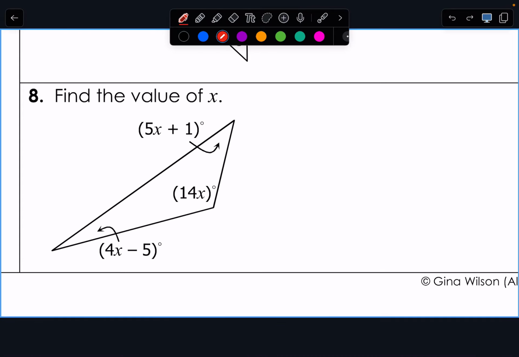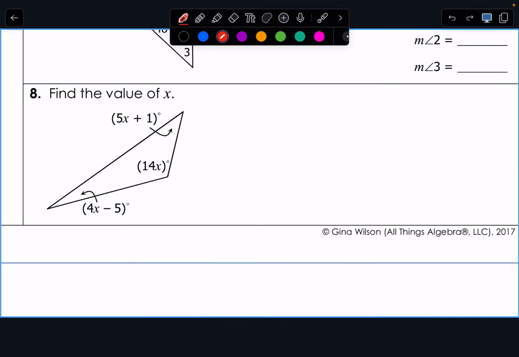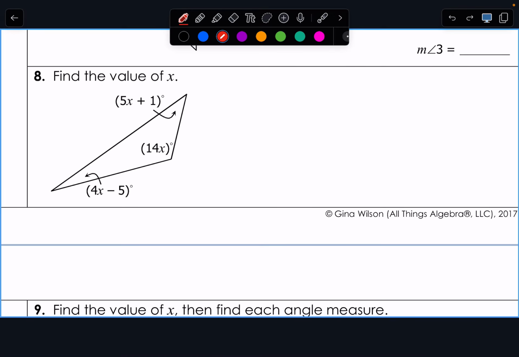Okay, let's talk about number 8. In number 8, this is no different than number 1. 3 angles of a triangle still add up to be 180. But instead we have 4x minus 5 and 5x plus 1 and 14x. Those 3 angles need to add up to be 180 degrees.